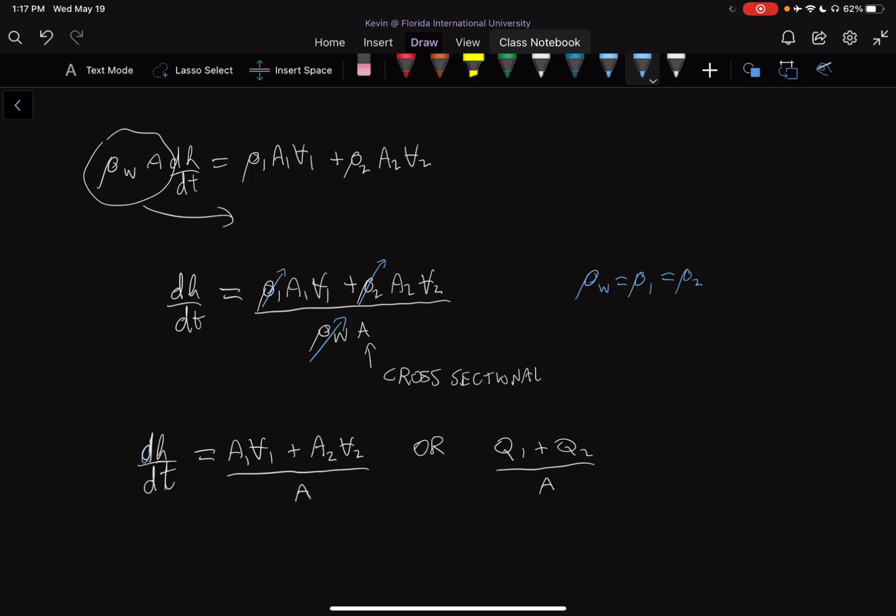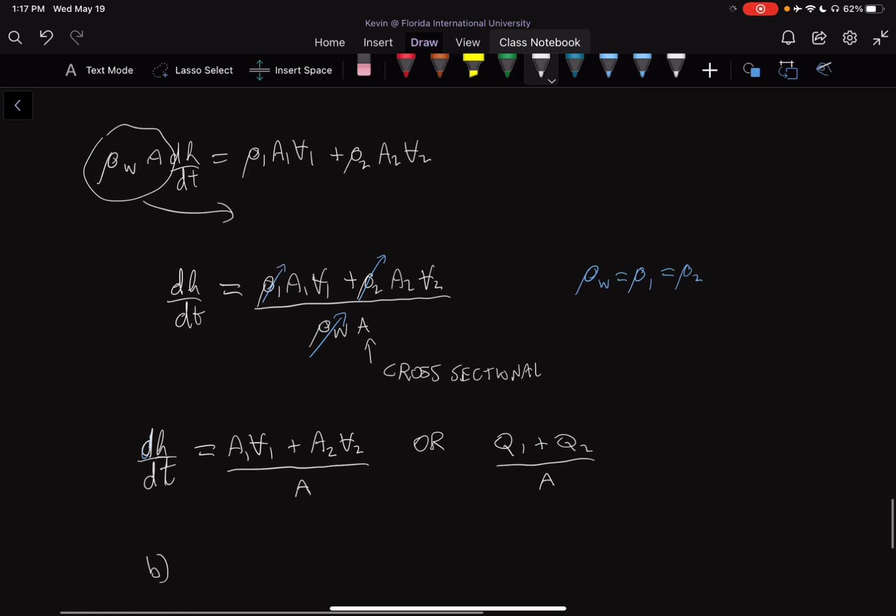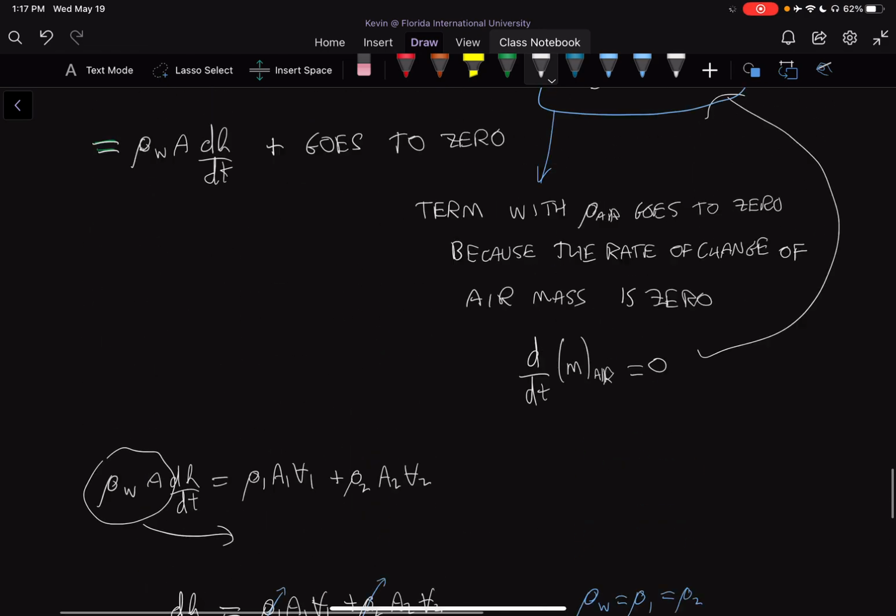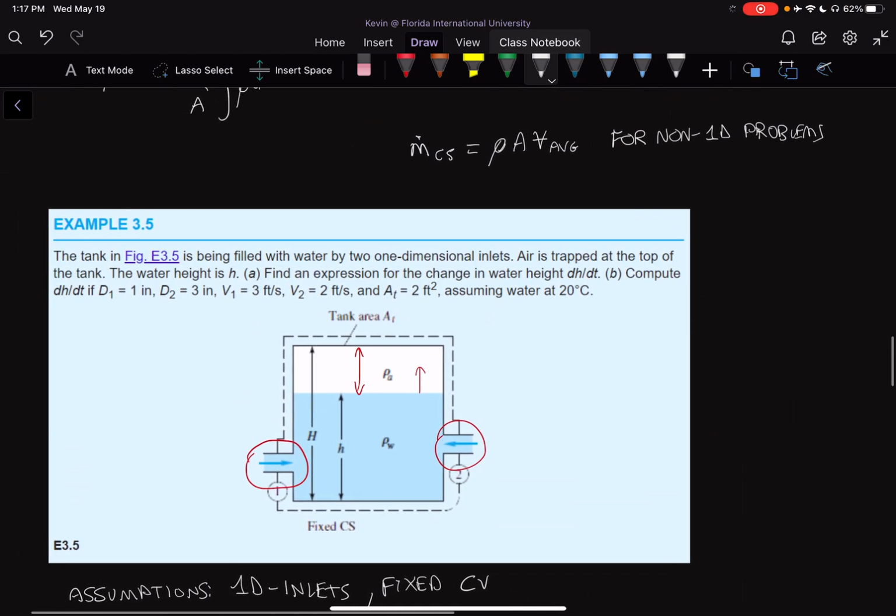So part B of the question asks to compute dH/dt if D1 is equal to 1 inch, D2 is equal to 3 inches, V1 is equal to 3 feet per second, V2 is equal to 2 feet per second, and the area AT is equal to 2 feet squared. So the area AT is our cross-sectional area that we're looking for. And D1 and D2 are the diameters of the holes. So diameter 1 and 2.